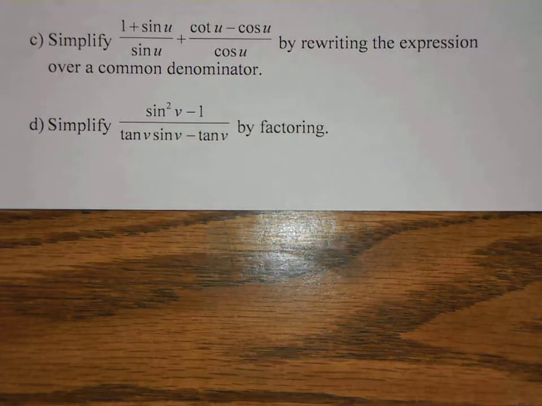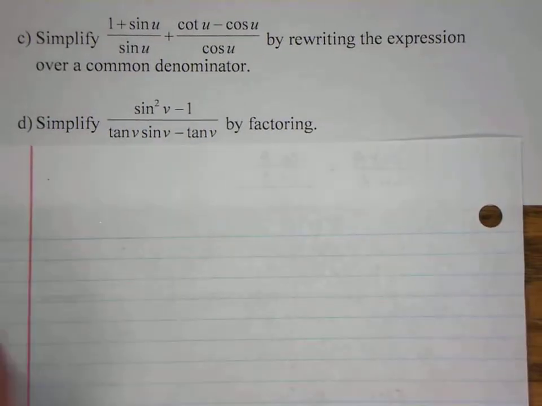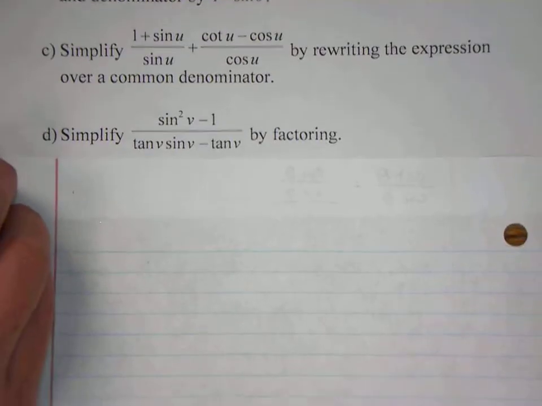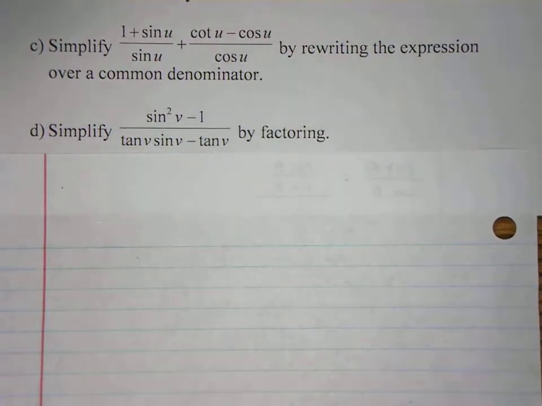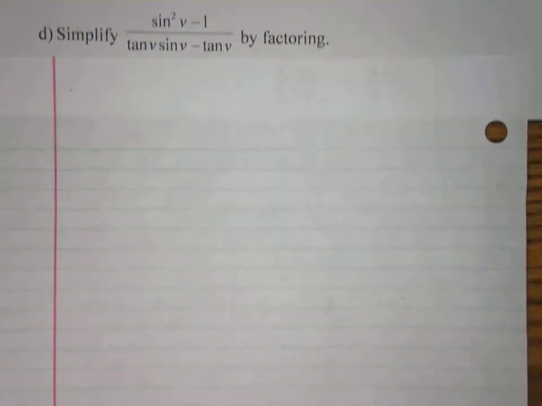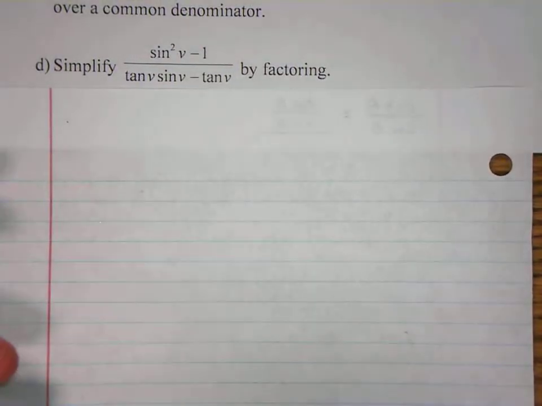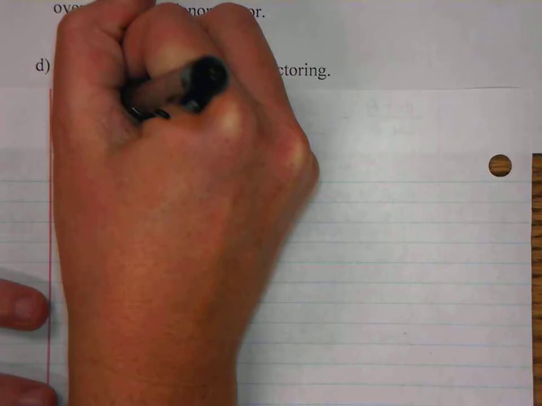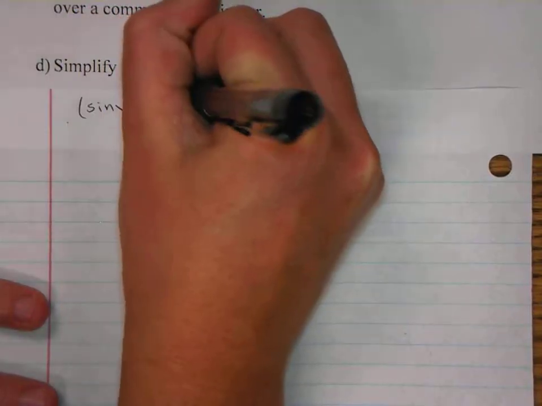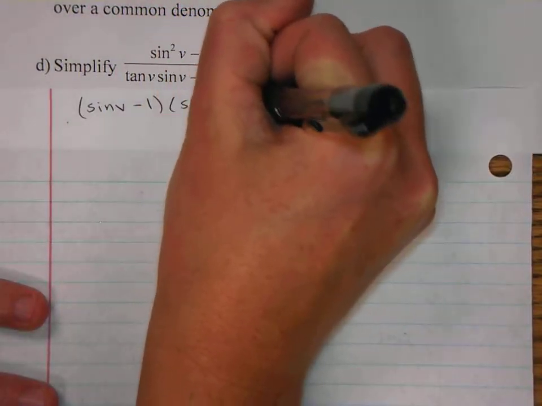Okay, last piece of example 1, part D, suggests that we use a technique of factoring. So something that you have to get the hang of looking for is how we could factor using these trig functions. What I want you to see here with sine squared v minus 1 is that it actually has the same relationship as the difference of two squares. So I'm going to rewrite it as sine v minus 1 times sine v plus 1.